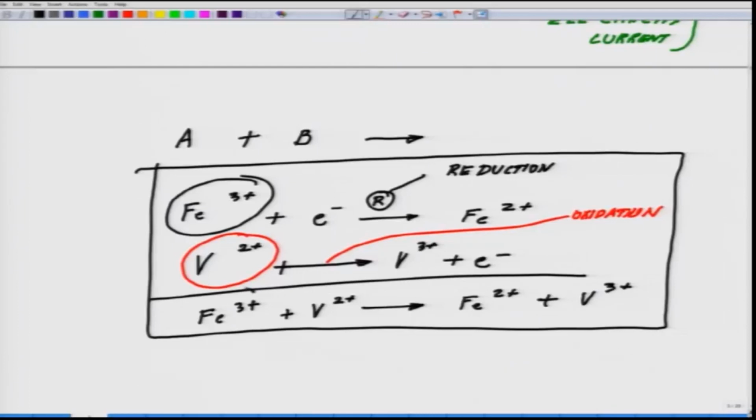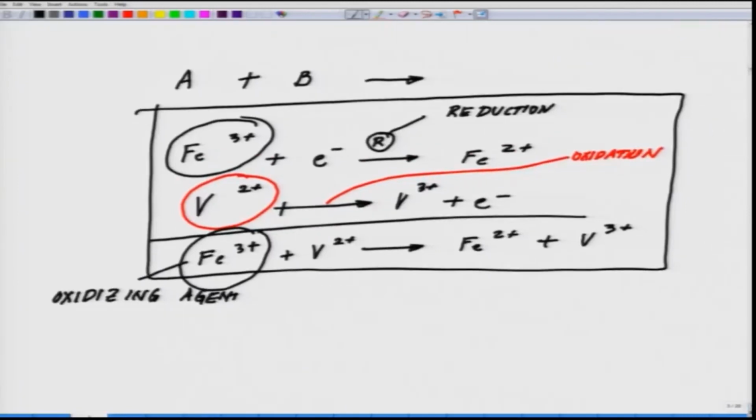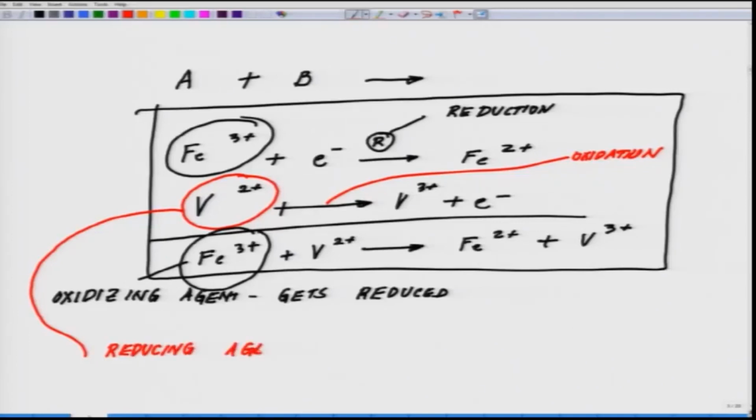Now, in this situation, Fe3+ is considered as an oxidizing agent, which itself gets reduced. So, these are the terms which you have to remember: oxidizing agent. An oxidizing agent is an agent which gets reduced. Similarly, you have the next one, which is vanadium, a reducing agent, which gets oxidized. Just remember this basic concept all throughout.